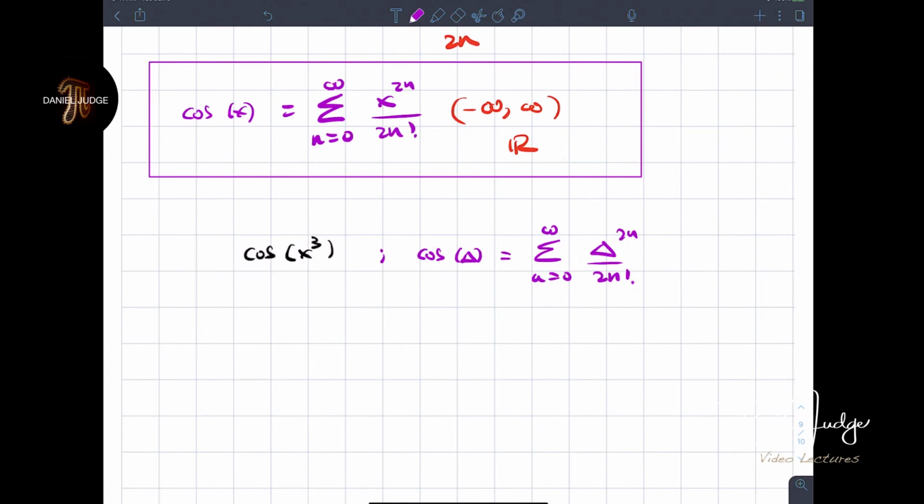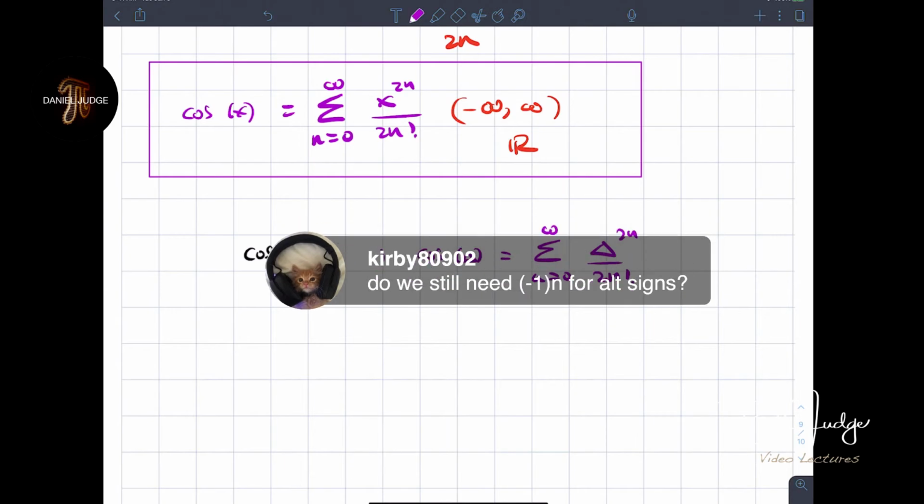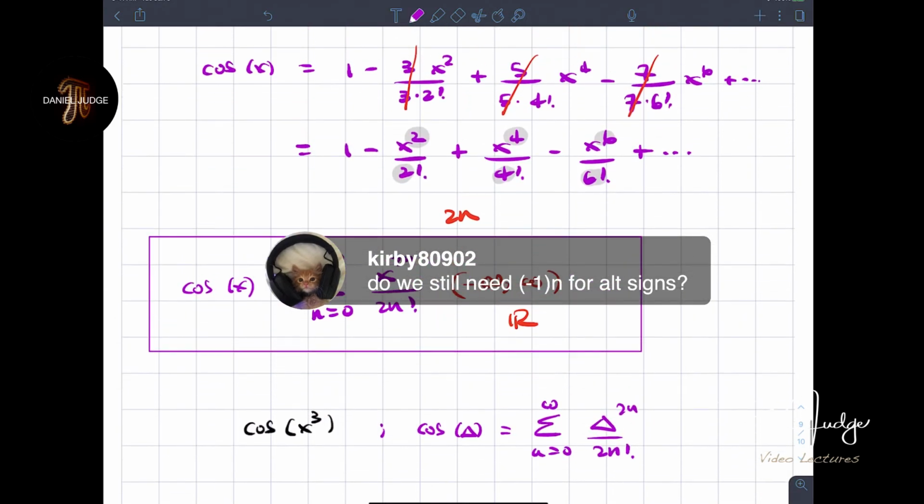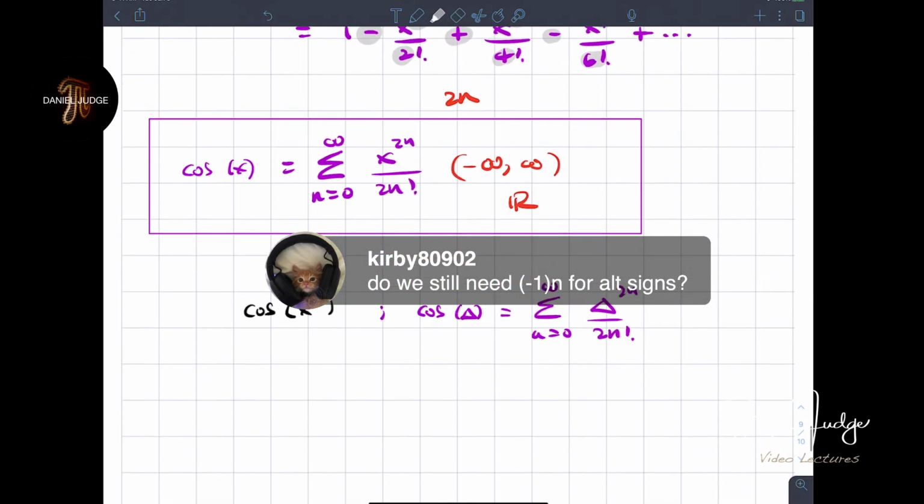Oh, thank you, Kirby. Yes, we do, because this is, again, alternating. Thank you. We forgot to put that. So we need to put the alternating mechanism: negative 1 to the n, x to the 2n. Okay.